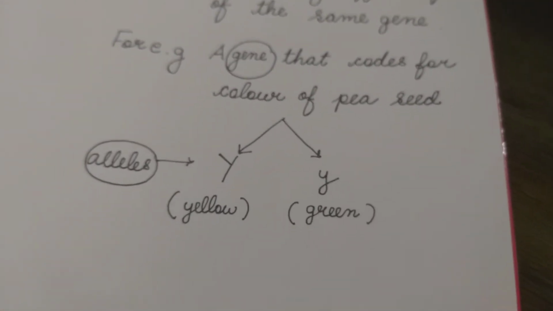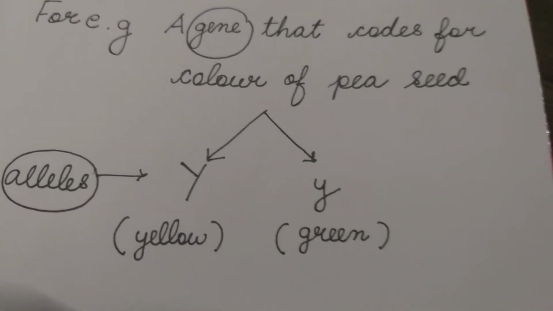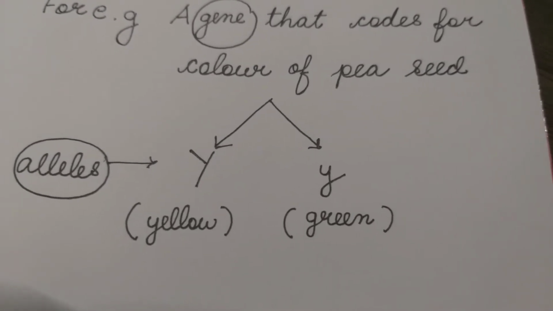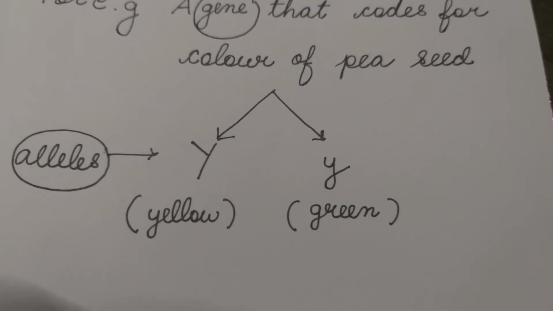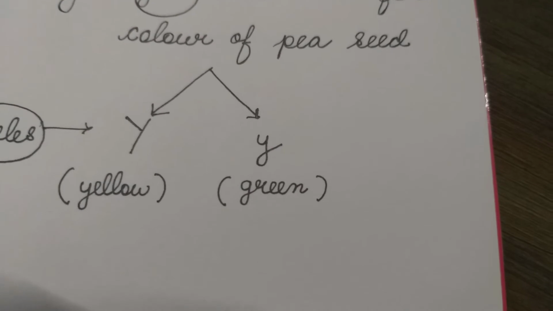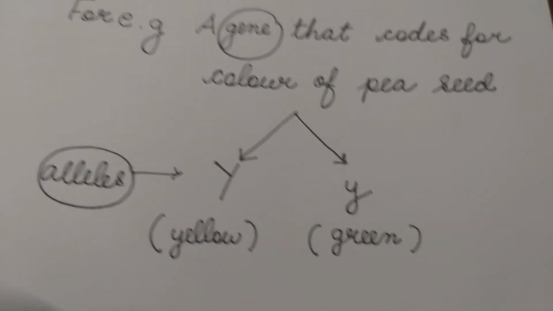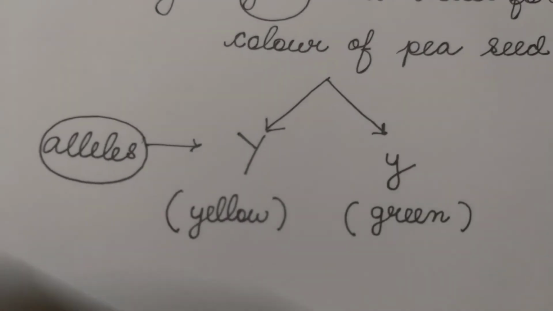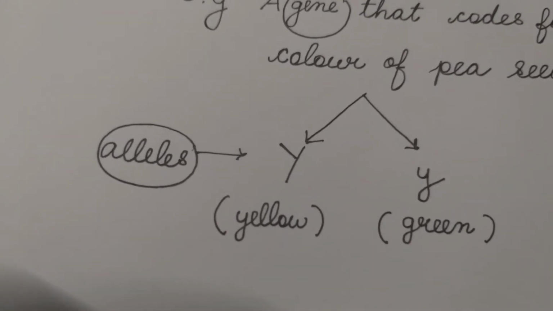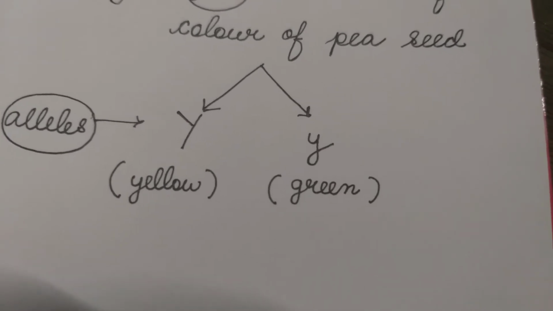For example, a gene which is responsible for the expression of color of pea seed exists in two slightly different forms. One form is responsible for expression of yellow. The other form is responsible for inheritance and expression of green color. So these two alternative forms of the same gene are called alleles. One allele is responsible for the expression of yellow color, and the other allele is responsible for the expression of green color in the seed.